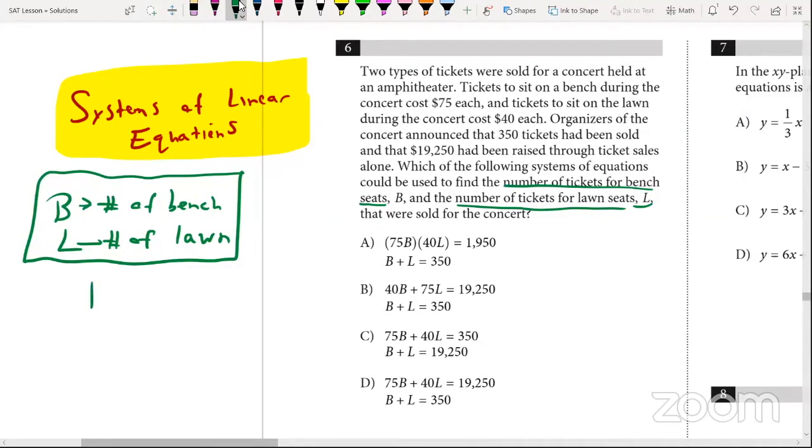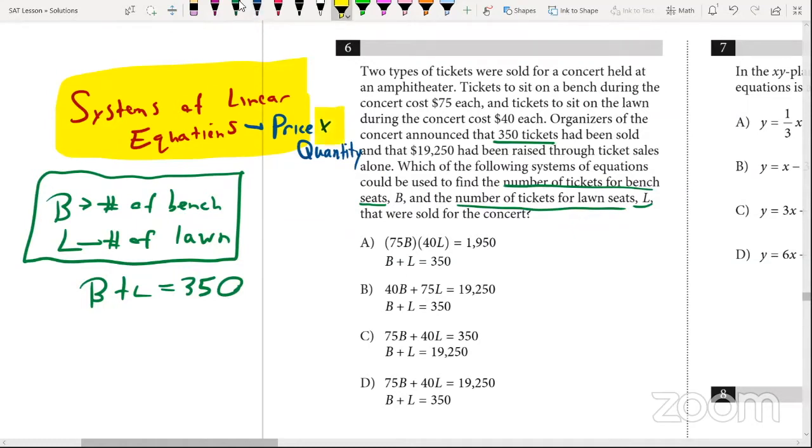So the total number of seats, which is B plus L, well, the total number of tickets, I call them seats, but the question is referring to them more as tickets, is 350. And when you're dealing with systems of linear equations, the big thing to look out for is the idea of price times quantity. So for instance, if I'm buying 3 sweaters and they each cost $15, I'm going to pay 3 times 15. So 3 being the quantity and 15 being the price. So we're always looking out for that.